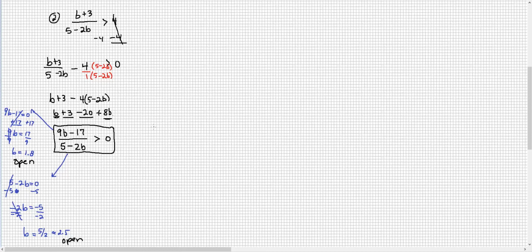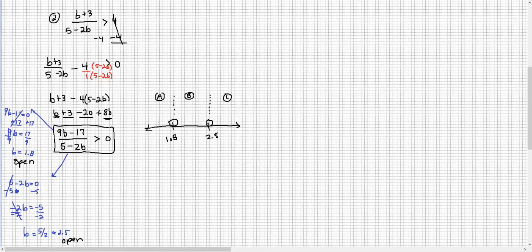Alright, we're going to put them on the number line. And 1.8 is here, 2.5 is here, and we said both of them were going to be open. Now when you create regions, this is A, this is B, and this one is C. And we need to test points in each of the regions.